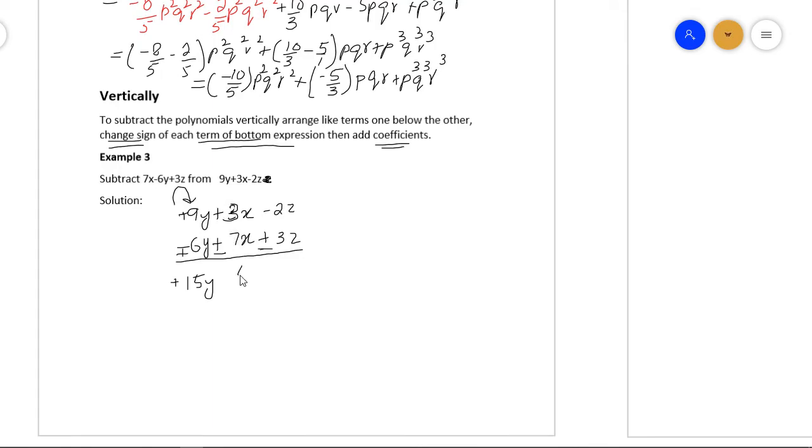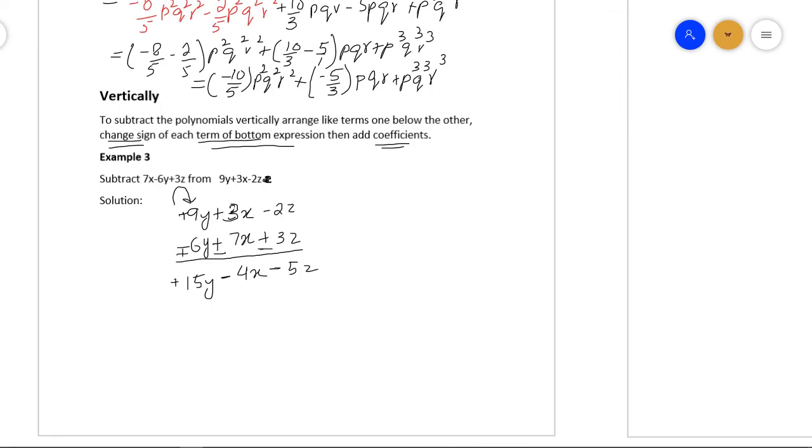and it will be 4x. 7 minus 3 will be 4x, and as 7 is the greater number and it has a negative sign, we will put a negative sign. Okay, minus 2z and 3z have the same nature, so we will add them. 2 plus 3 will be 5z, and we'll put a negative sign as 3 is greater and it has a negative sign.